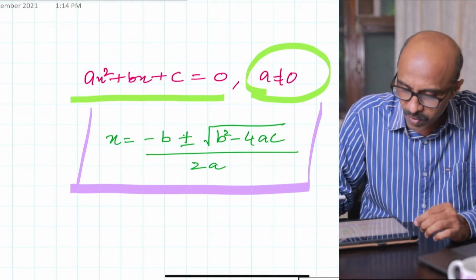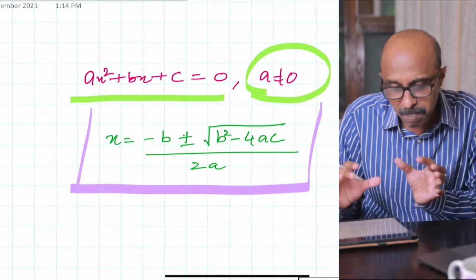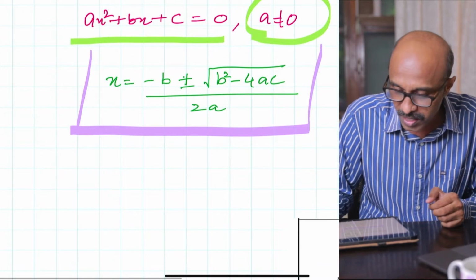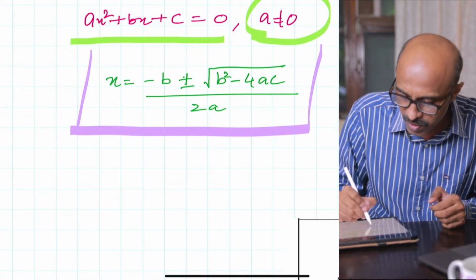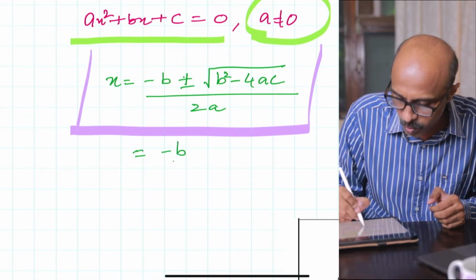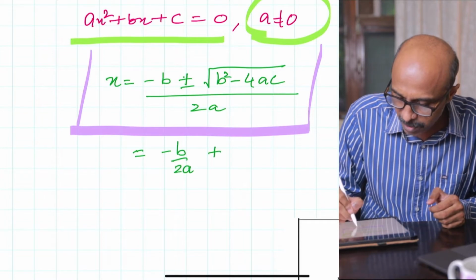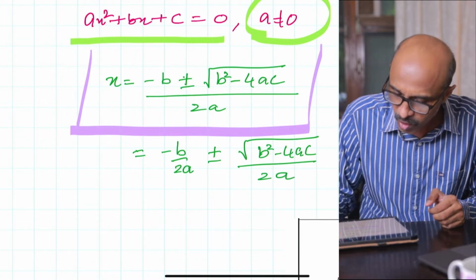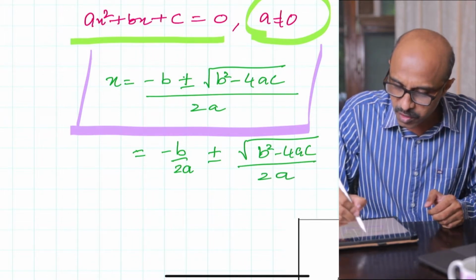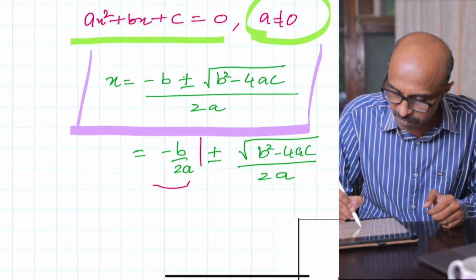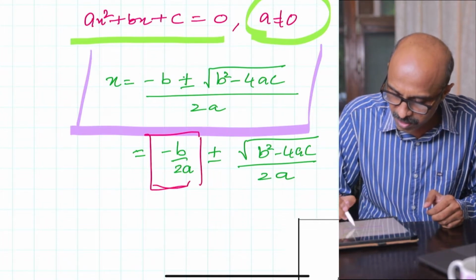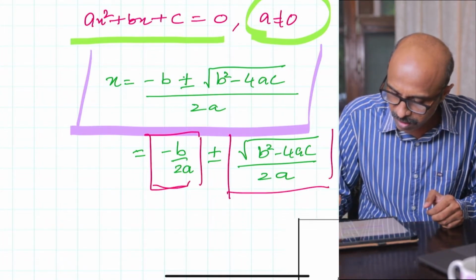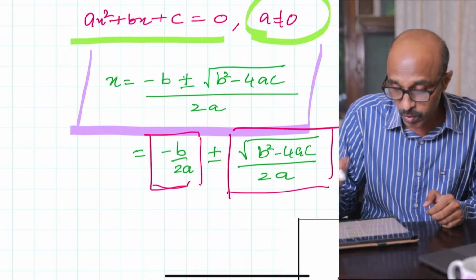In this video, we're going to unpack the quadratic formula. It can be written in two groups: negative b over 2a, and the second part, under root of b squared minus 4ac over 2a. Literally, there are two parts. The first part is negative b over 2a. And the second part is plus or minus under root of b squared minus 4ac over 2a.